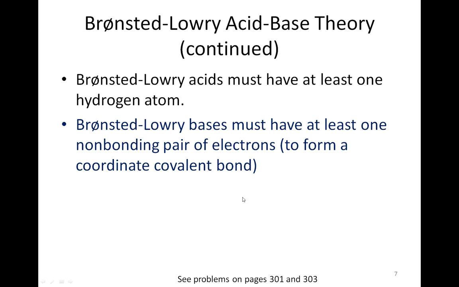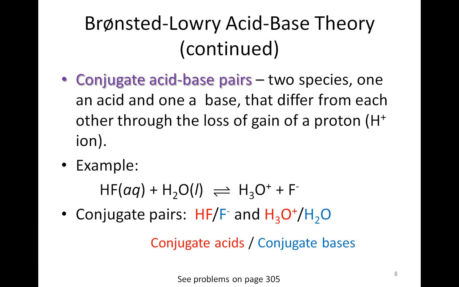So Bronsted-Lowry acids must have at least one hydrogen atom to donate, and Bronsted-Lowry bases must have at least one non-bonding pair of electrons to accept that proton. Now, when we have conjugate acid-base pairs, that's when we have pairs of chemical species where the only difference between the pair is an H+ ion.